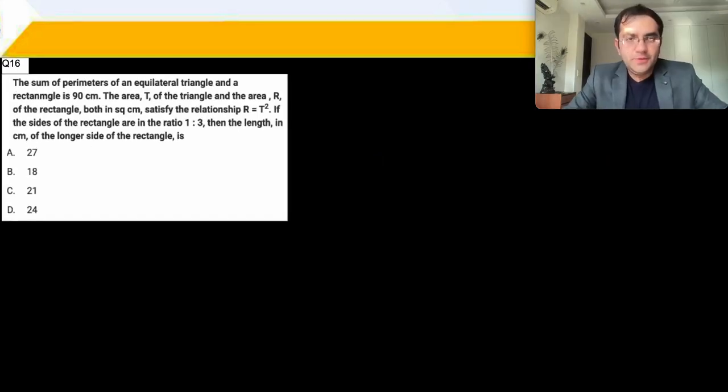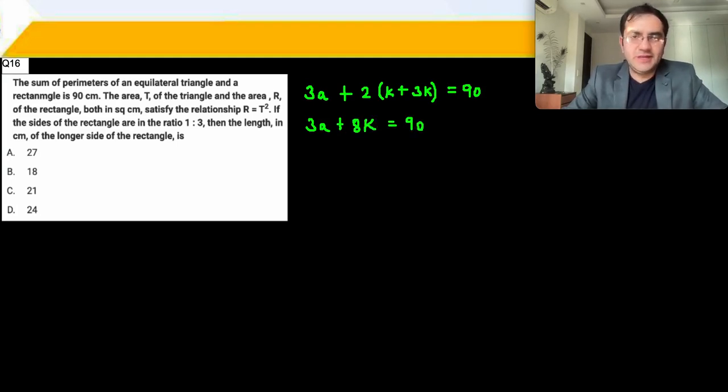Lengthy question on geometry, but not very difficult. So you have sum of perimeter of equilateral triangle and rectangle is 90. Let side of triangle be a. So perimeter is 3a. And over here it says sides of the rectangle are in ratio 1:3. So let me take k and 3k. So perimeter becomes twice of k and 3k, equal to 90. Simplify: 3a plus 8k is 90.